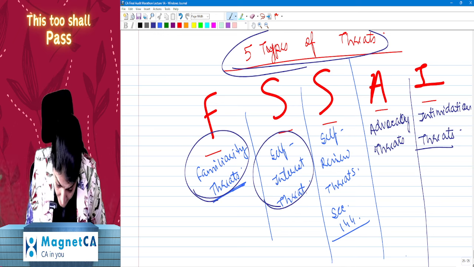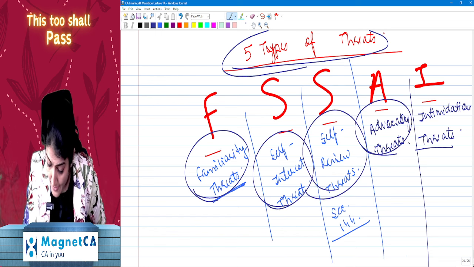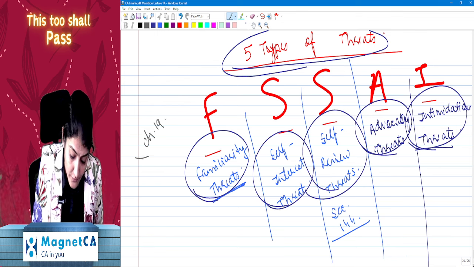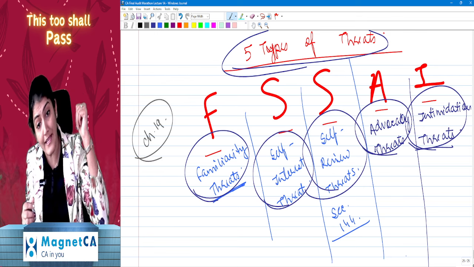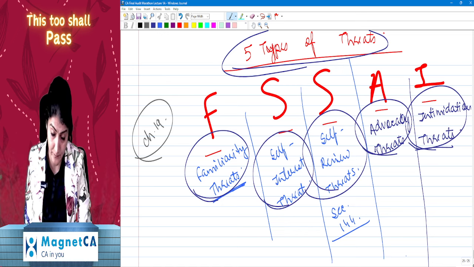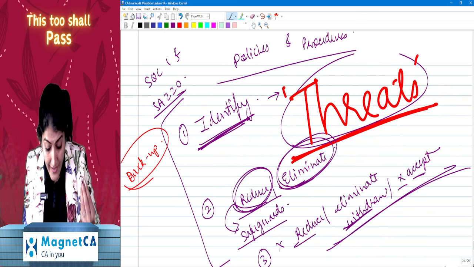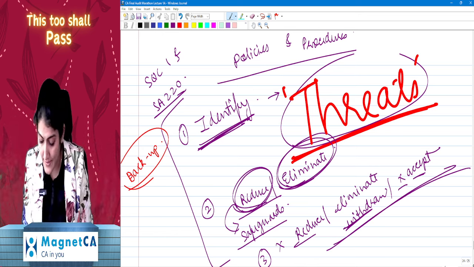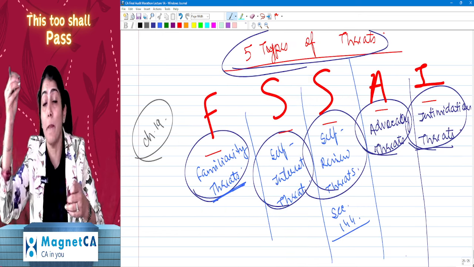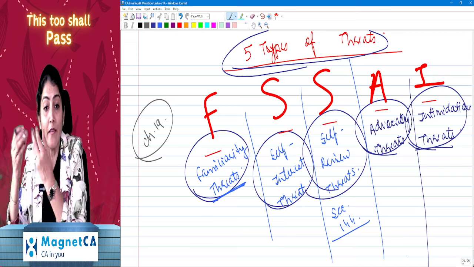Familiarity threat, self-interest threat, self-review threat, advocacy threat, and the intimidation threat. More discussion on this you will find in chapter number 19, which is for professional ethics and the liabilities of the auditor. So one, you have to identify the threat. You identify, oh, the same manager is doing this assignment for the last 7 years.